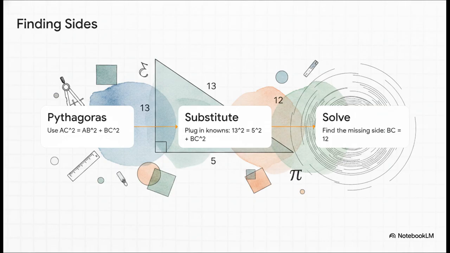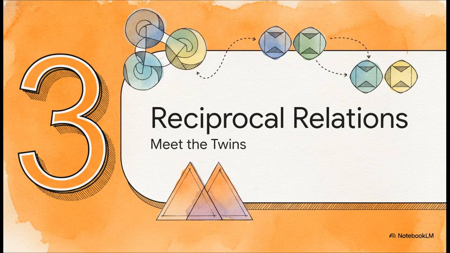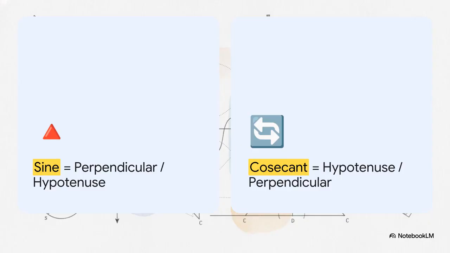We have the whole puzzle. Which leads us perfectly into Section 3, understanding reciprocal relations. Okay, so we know sine is the perpendicular divided by the hypotenuse. Well, I want you to meet its twin, cosecant. Cosecant is literally just the sine fraction flipped completely upside down. It's the hypotenuse divided by the perpendicular. In math terms, they're reciprocals of each other.